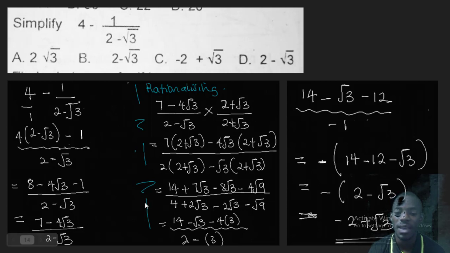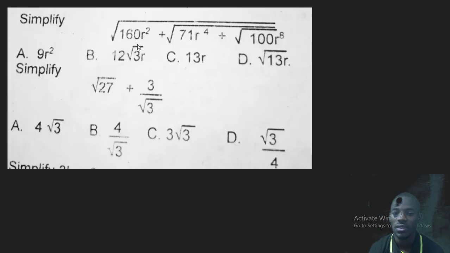So the mistake came from here. This is actually 4, and it became 2. It's supposed to be 4 still, not 2. So 4 minus 3 is 1, not minus 1, and that makes the answer B, not C.